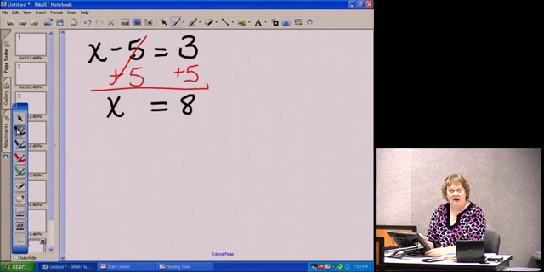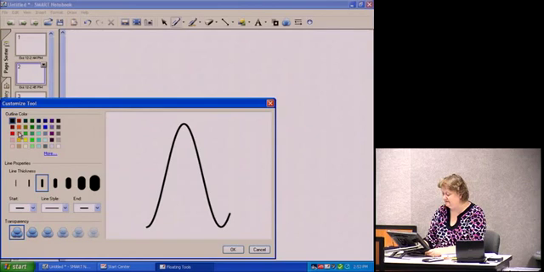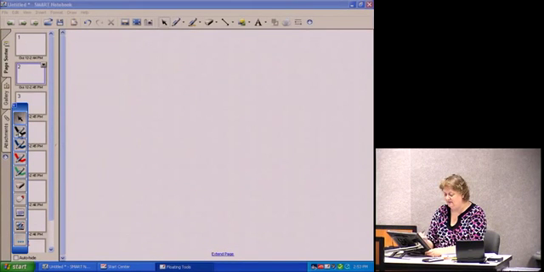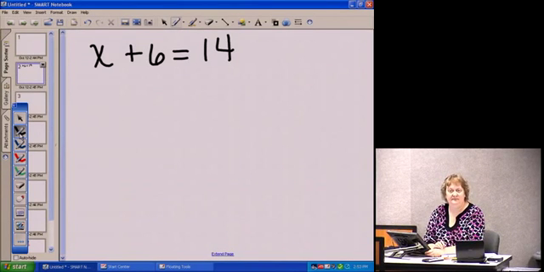Let's look now at another example. And again, this is another example where we can probably look at the equation and tell what the answer is. X plus 6 equals 14. Again, we can look at this and say, well, what do we add to 6 to get to 14? And we know it's 8.